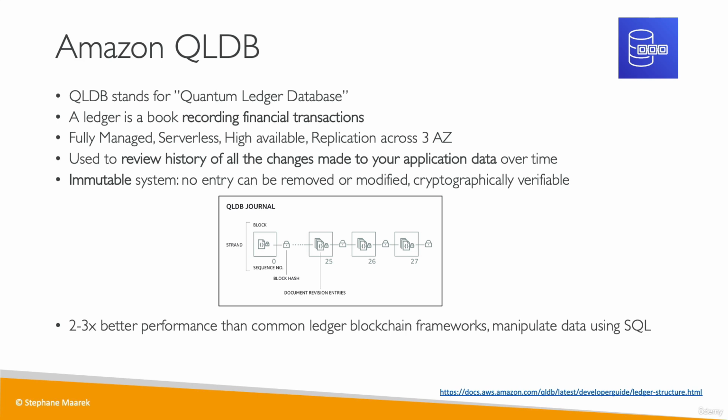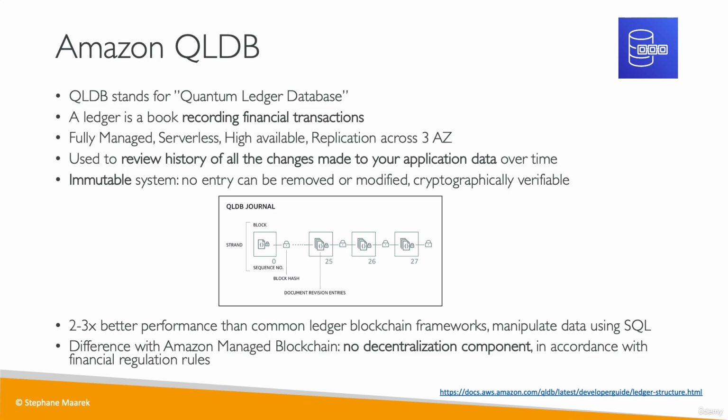Now, as you'll see in the next lecture, there's also another database technology called Amazon Managed Blockchain. But the difference between QLDB and Managed Blockchain is that with QLDB, there is no concept of decentralization. That means that there's just a central database owned by Amazon that allows you to write this journal, okay? And this is in line with many financial regulation rules. So the difference between QLDB and Managed Blockchain is that QLDB has a central authority component and it's a ledger, whereas Managed Blockchain is going to have a decentralization component as well, okay?